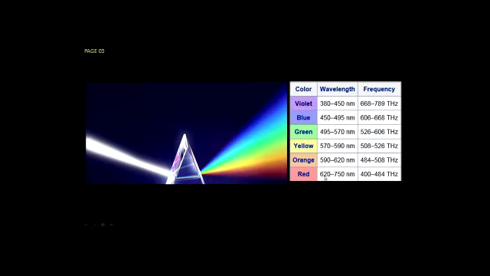Okay, so the red light would be 620 to 750, which would be about 400 to 484 terahertz in frequencies. Okay. Now, when we move towards the higher frequencies, you can see that the wavelengths are going to be shorter, and obviously the frequencies are going to be greater. All right, it's not a big philosophy here.